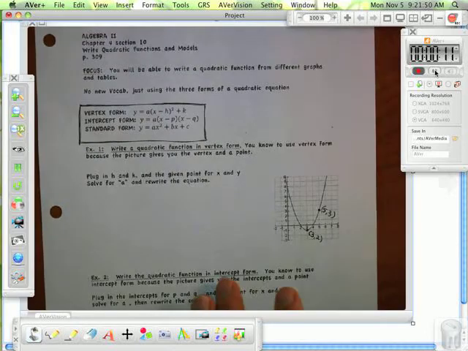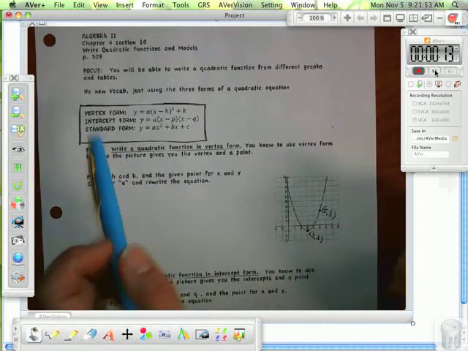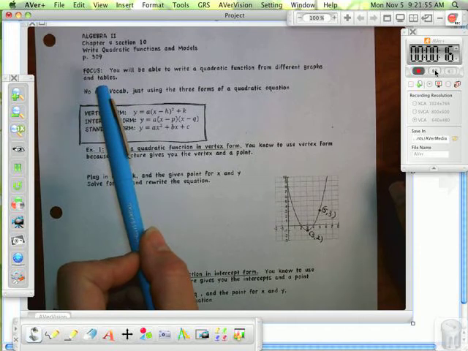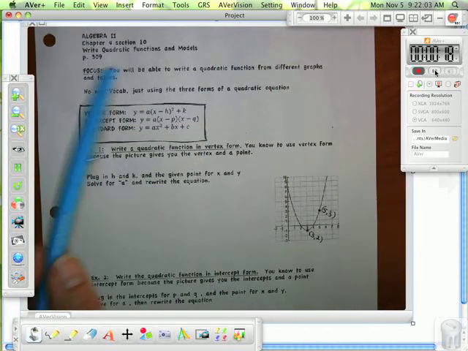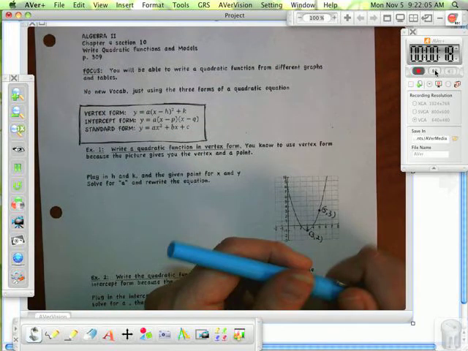Okay, here we go. You will be able to write a quadratic function from different graphs and tables. I'm going to ask you about what you've learned so far, and they're going to be up on the board: vertex form, intercept form, and standard form.